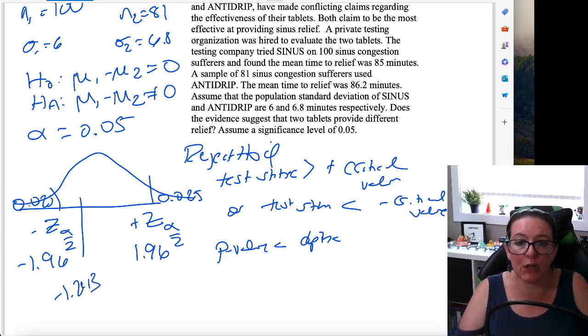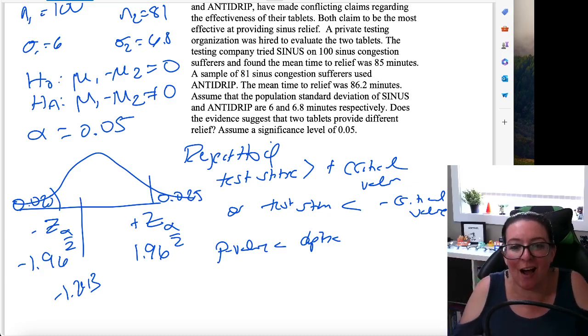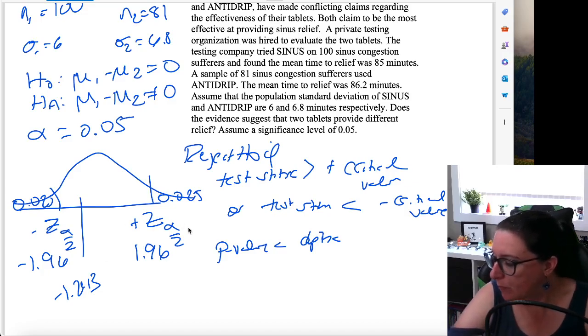In this particular case, is our test statistic more than the positive critical value? No. Is our test statistic less than the negative critical value? No. So we fail to reject the null hypothesis. It is possible that the two sinus relief treatments are equal. They're not different enough for us to detect a difference that would exist in the greater population.